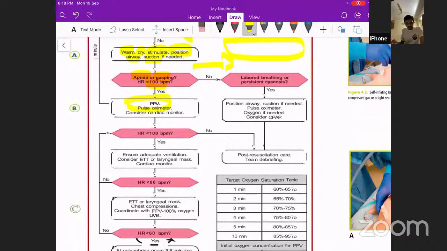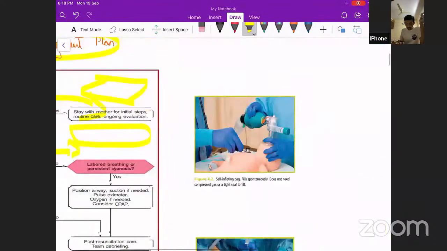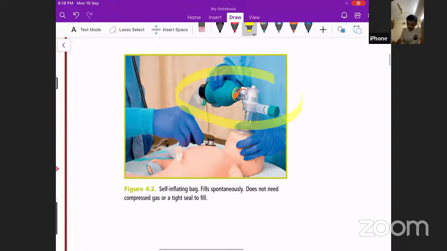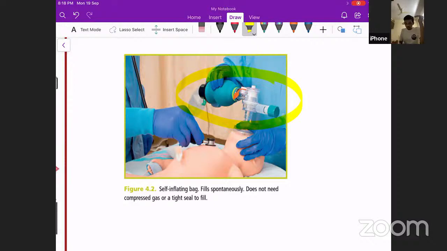We'll have to connect pulse oximeter. If ECG monitoring is available, we'll have to connect to that and start positive pressure ventilation. Positive pressure ventilation is done using the bag and mask, appropriate sized bag and mask. With appropriate sized mask, we'll have to go ahead and give positive pressure ventilation. This is nothing but PPV, positive pressure ventilation. We'll have to give good positive pressure ventilation so that there is good chest raise. Fine.